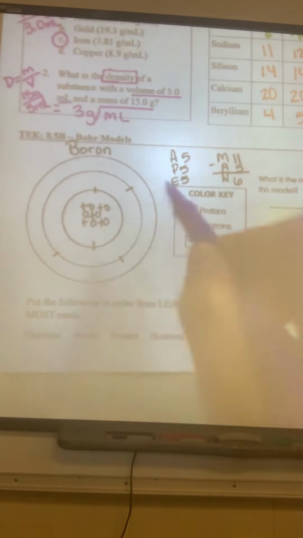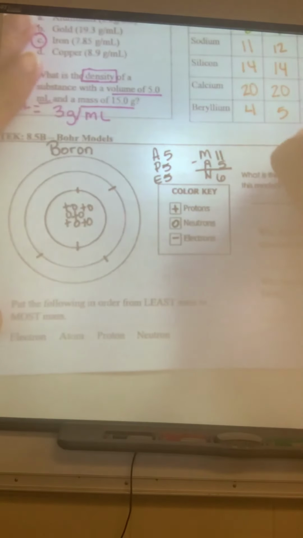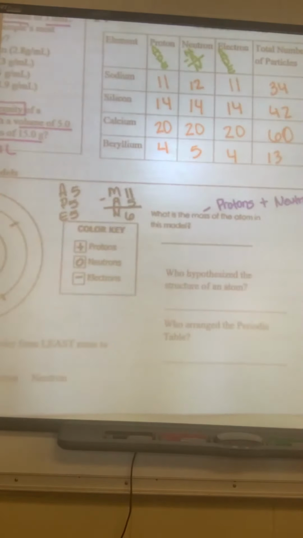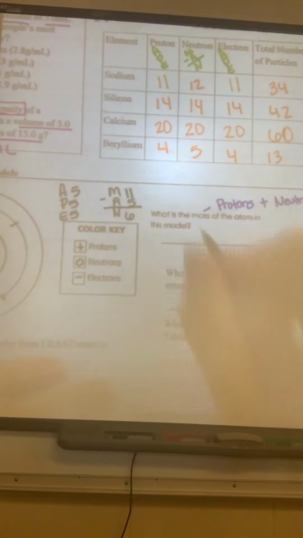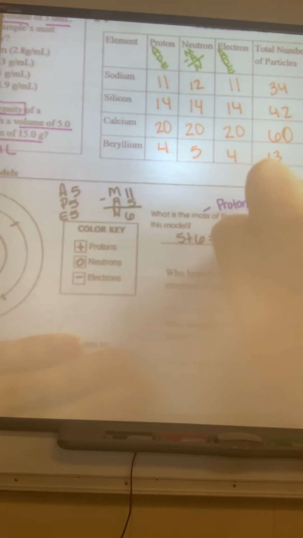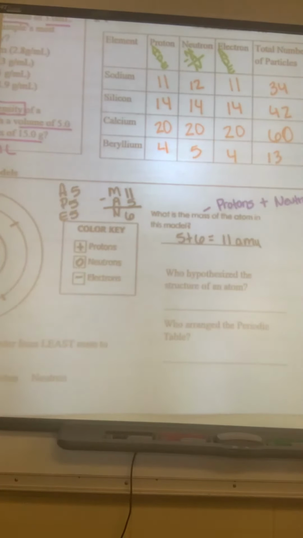Alright, how do I get the mass of an atom? How do I get the mass of this atom? Protons plus neutrons. So I'm writing that note over here: protons plus neutrons. Alright, how many protons do I have, plus how many neutrons? Equals 11 what? AMU. Good.